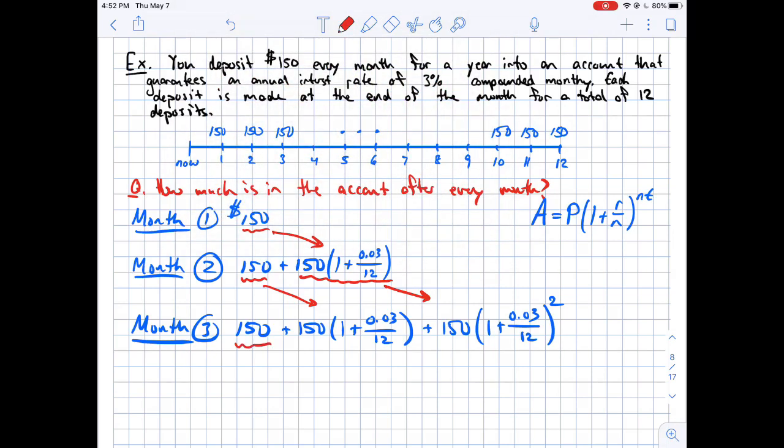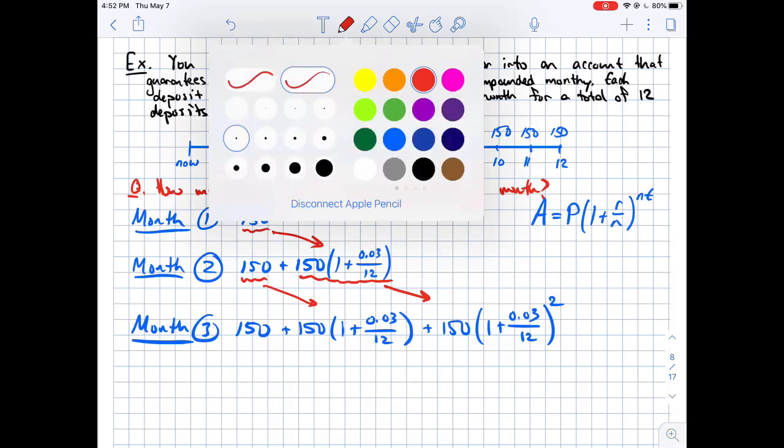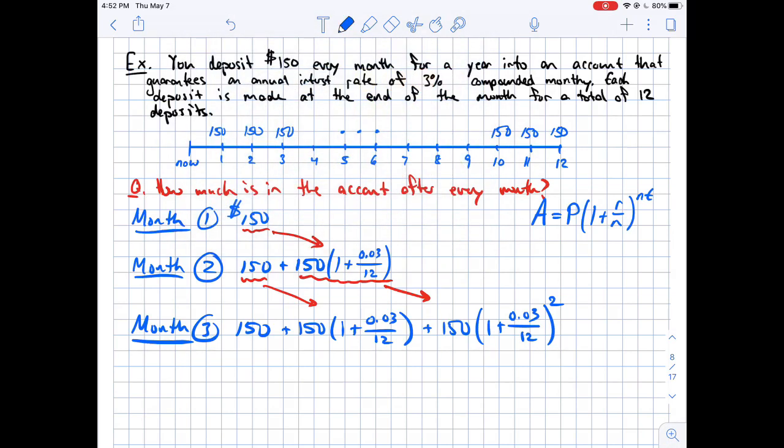This is the amount that hasn't earned any interest at all. This is the amount that has earned interest for 1 month. And this here is the amount that has earned interest for 2 months. Okay, and we could keep doing this with month 4, 5, 6, 7, and so on. But the pattern is fairly clear, I would say, at this point.